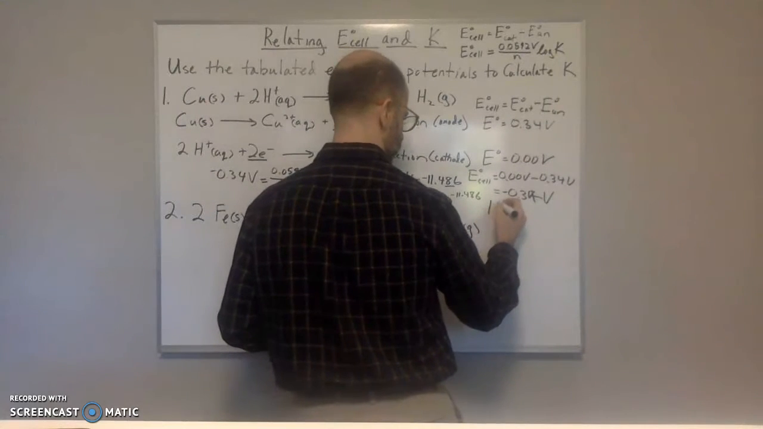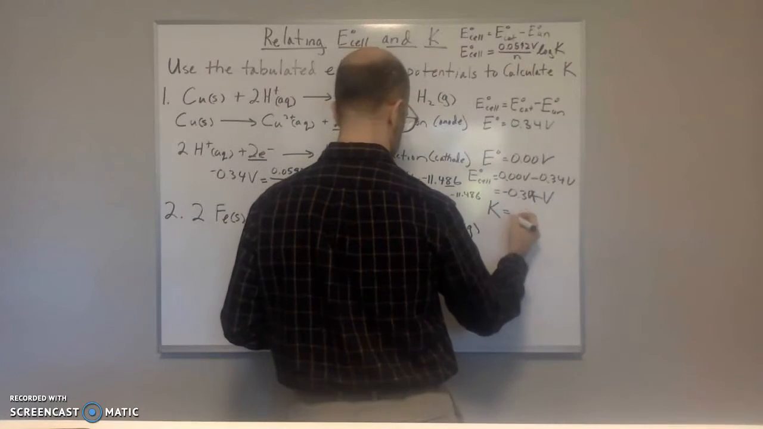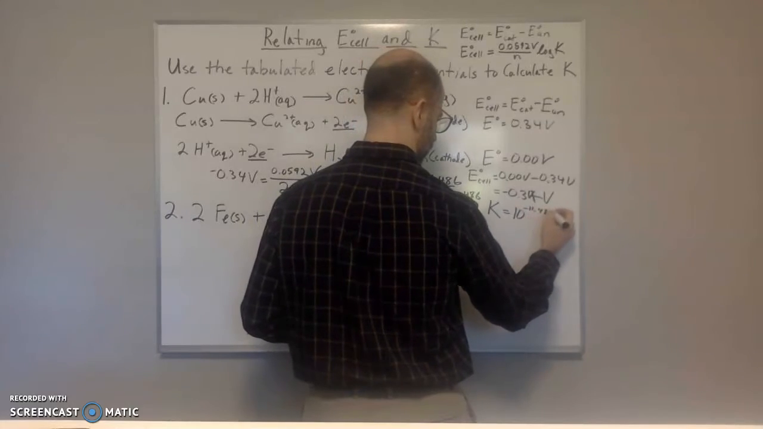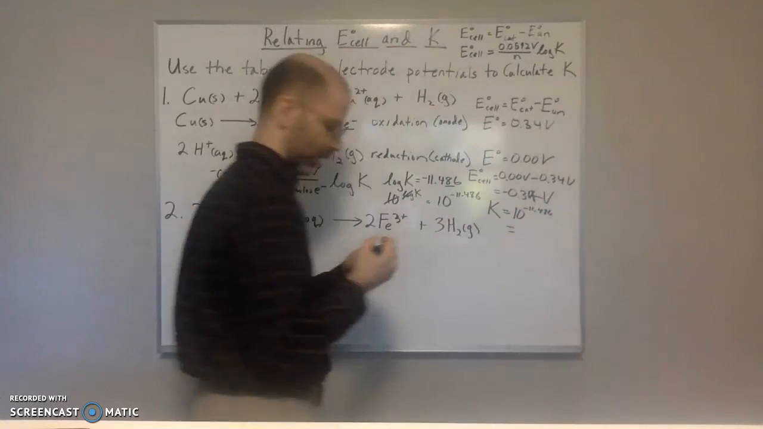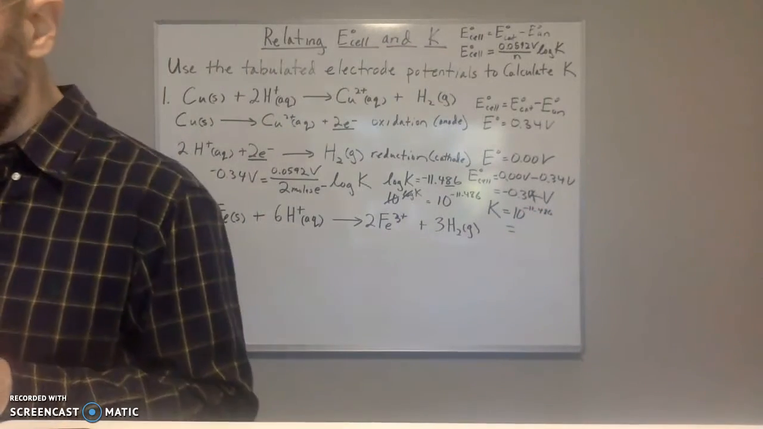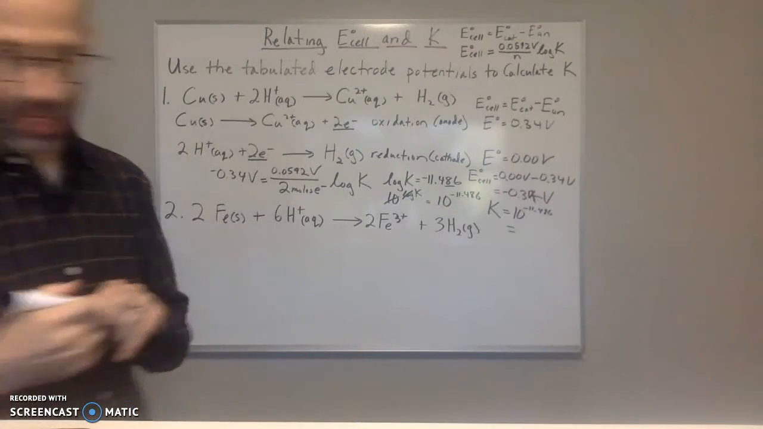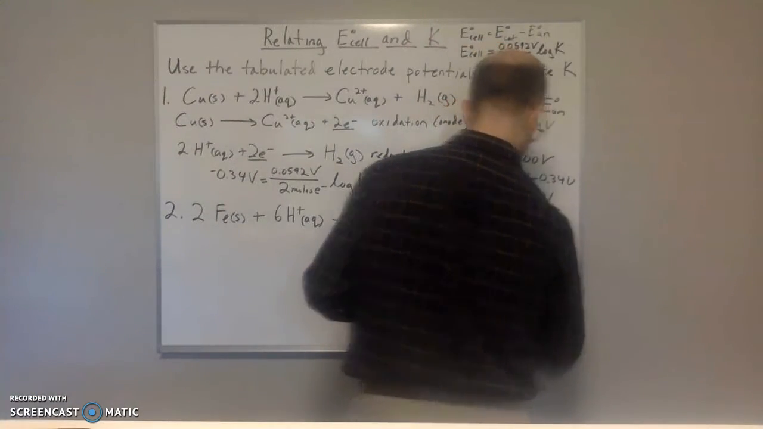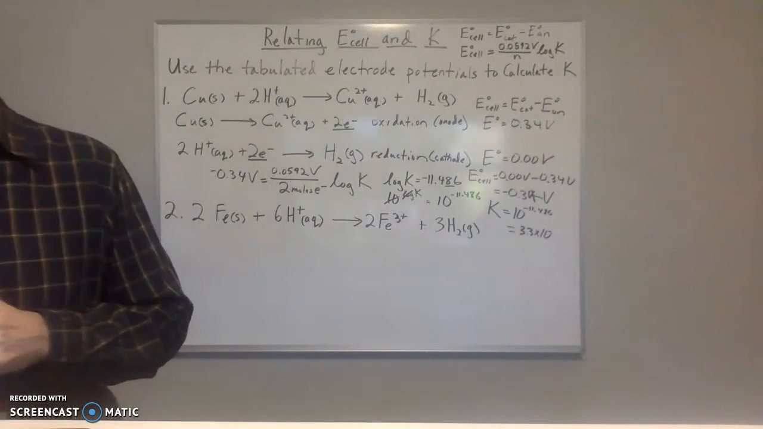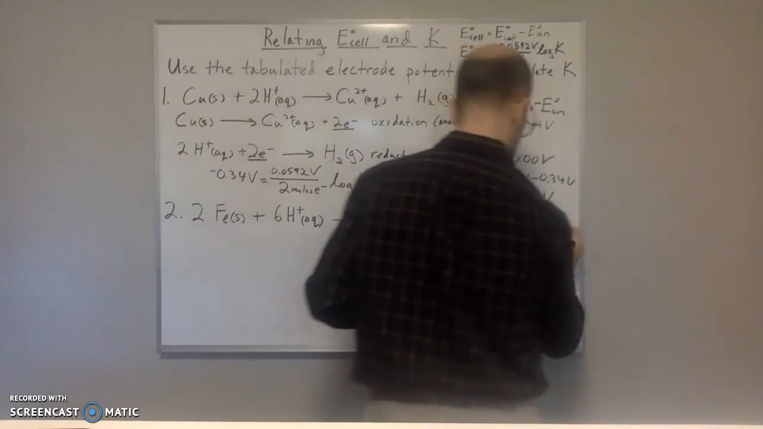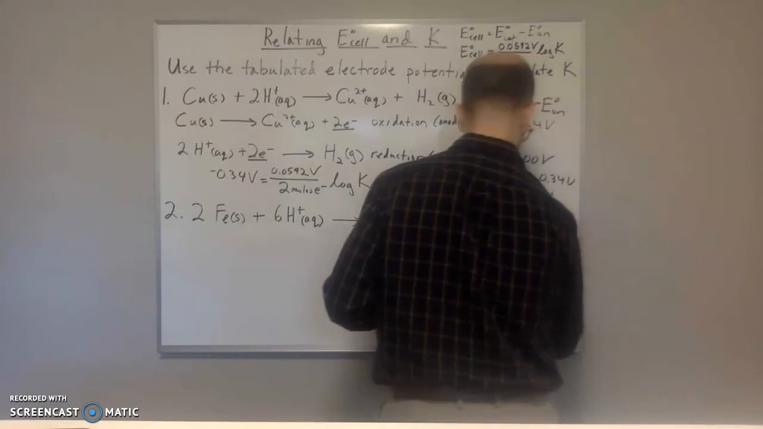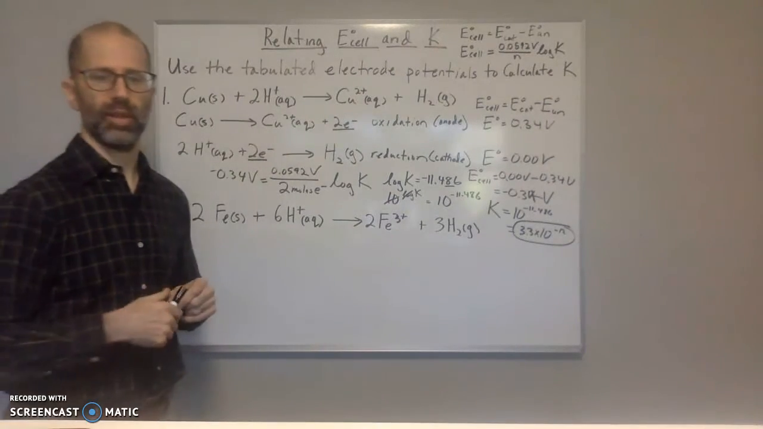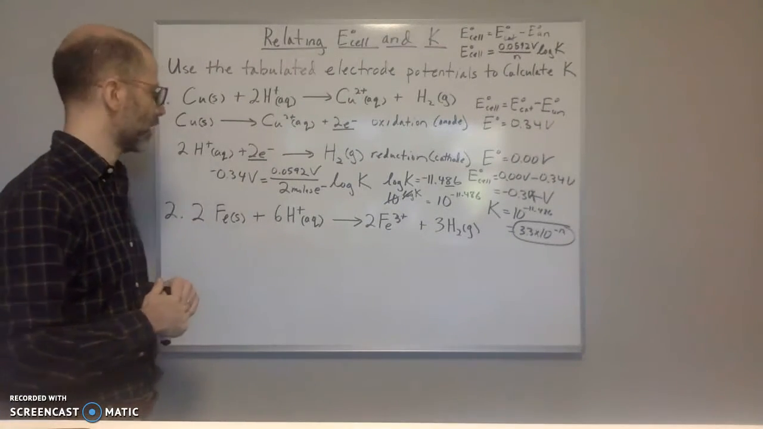So then that tells you that K, the constant, is equal to 10 to the negative 11.486. And if you calculate that out, you get 3.3 times 10 to the negative 12. So that would be the K value for this redox reaction.